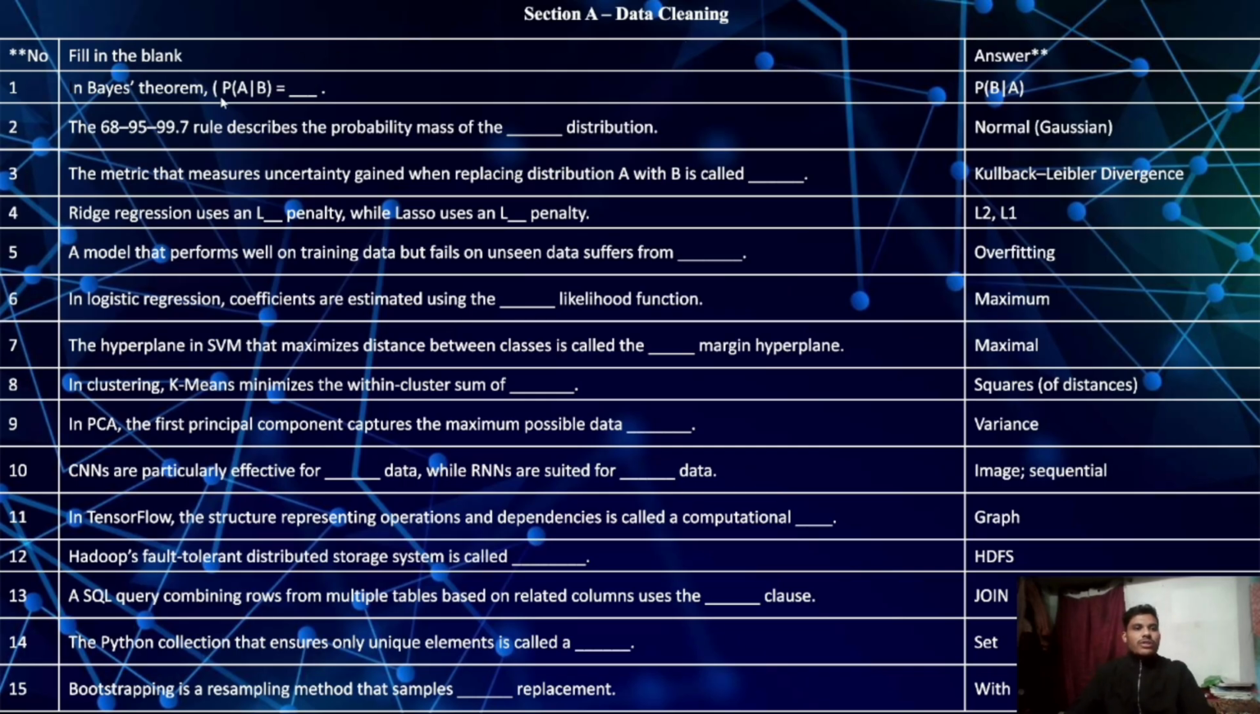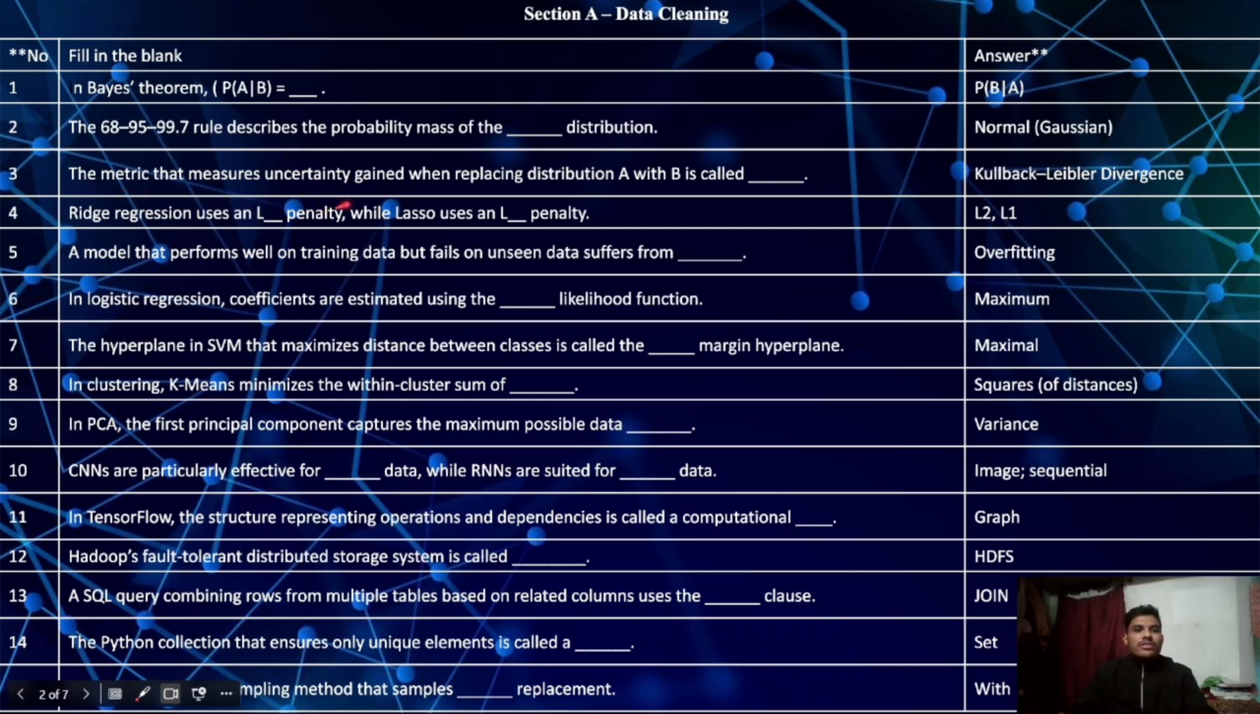Now, in Bayes theorem, P of A and B equals P of A times, so the answer is P of B by A. Now, the 68, 95, and 99.7 rule describes the probability mass of the distribution. So, here the answer is normal or Gaussian.